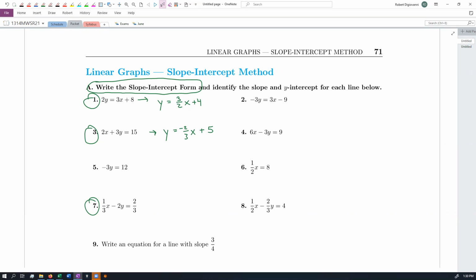I put the answers to the first ones there, but I haven't done the last one. I'm going to talk about that one when the time is up here.